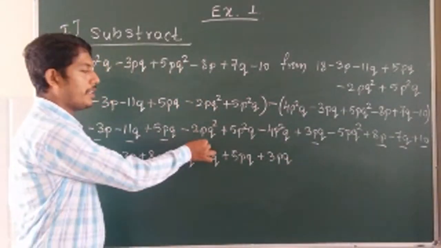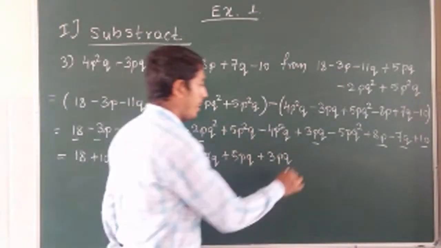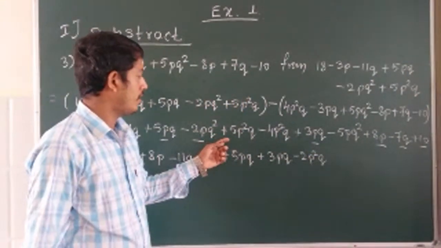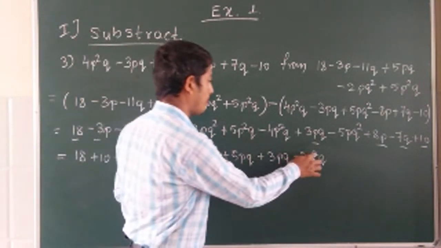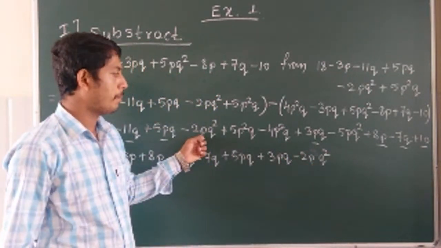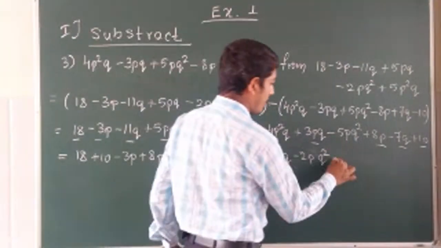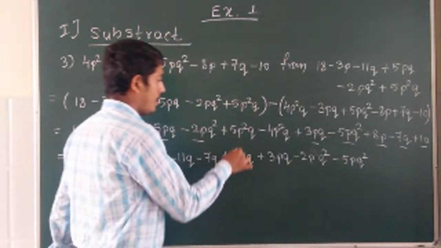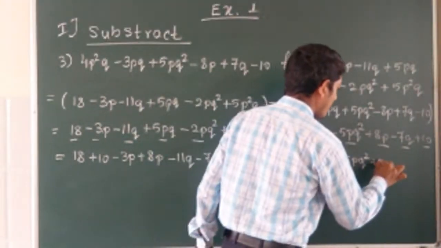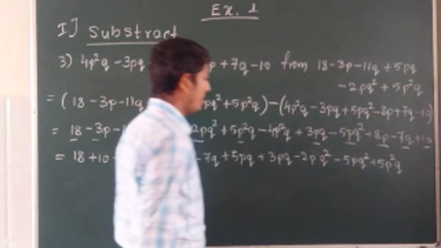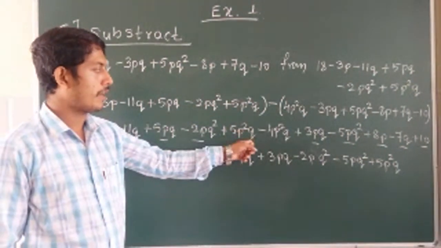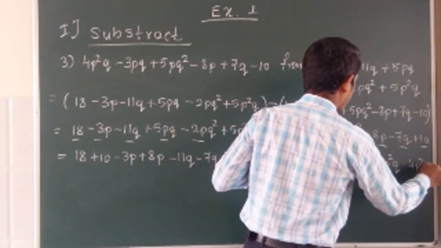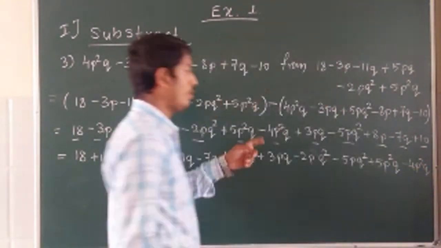The next term is minus 2p square, minus 2p square cube, sorry, it is minus 2p² q, then here minus 5p² q, and the next term is plus 5p square cube, then minus 4p square cube.